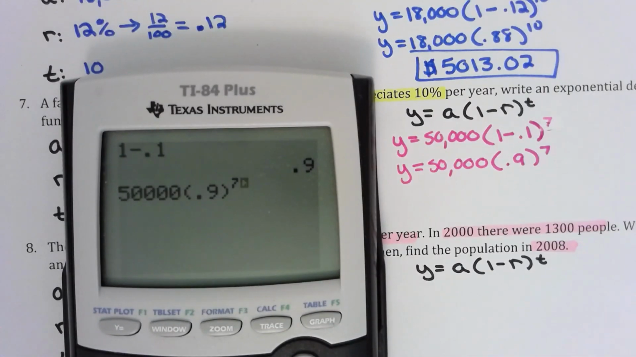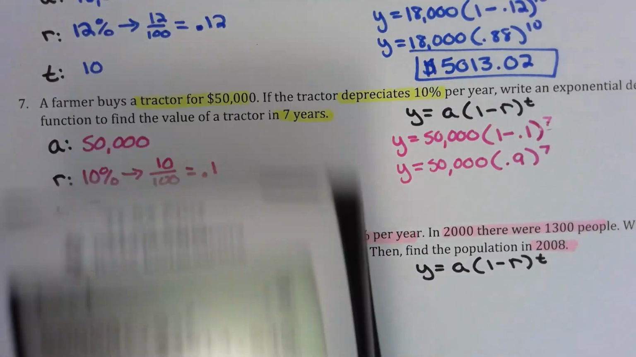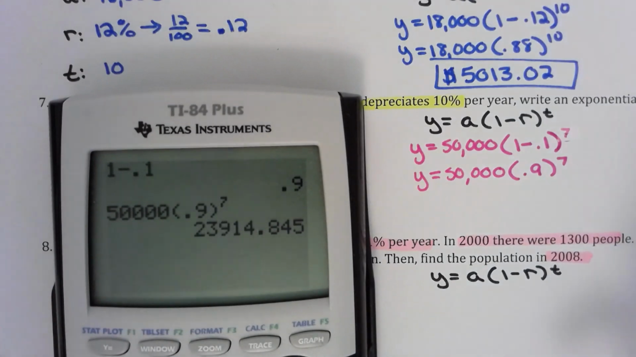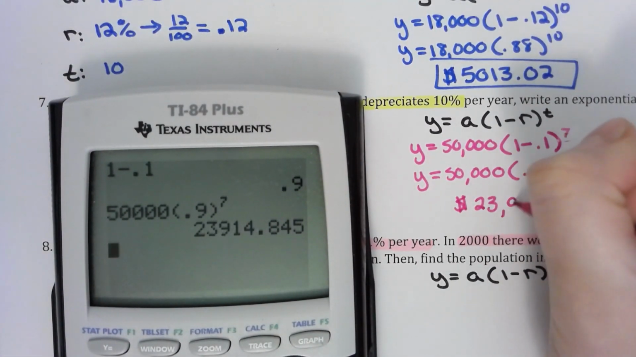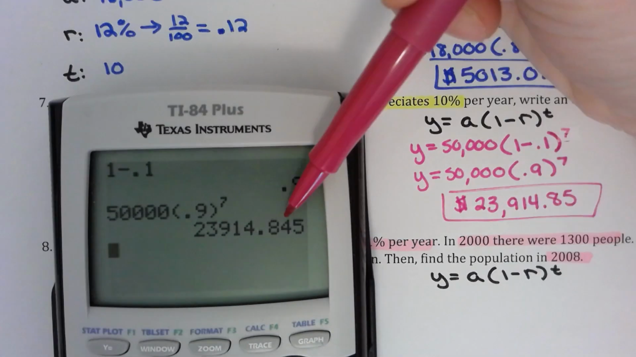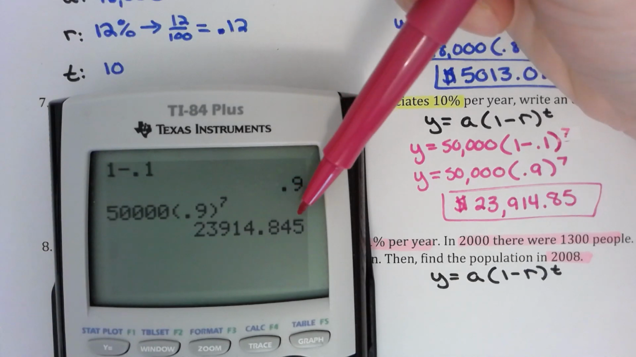Type that in, hit enter. This one's talking about money, so we want 2 decimal places, which means we're looking at 23,914.85. The last digit is a 5 because the number right after it was 5 or higher.